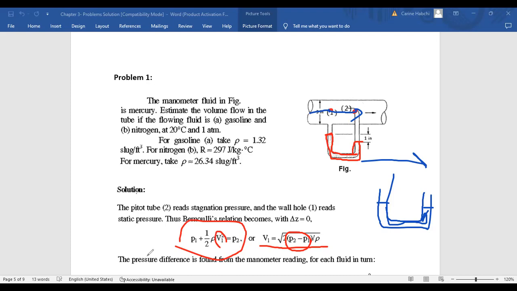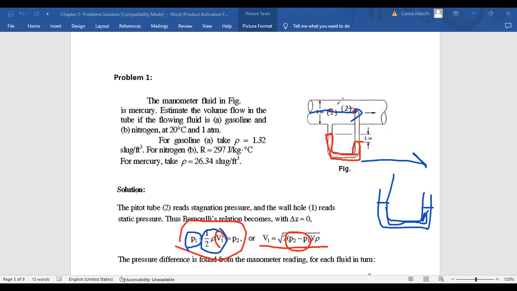Didn't we say the Bernoulli equation is like conservation of energy for the fluid? If we write the equation, P1 is the flow energy at state 1, half rho V1 square is the kinetic energy at state 1. And since there is no variation in Z between 1 and 2, the gravitational potential energy is the same. So what is just changing is the energy of flow and the kinetic energy.